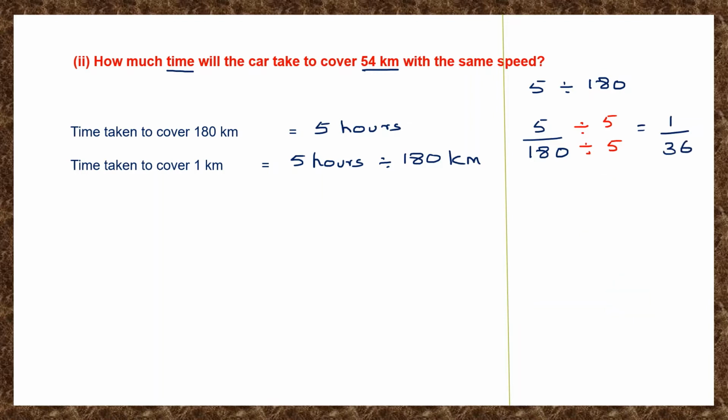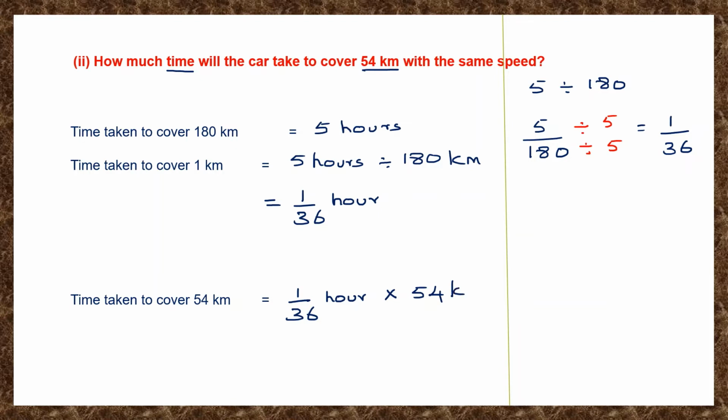So that is the time taken to cover 1 kilometer. That is 1/36 of an hour. This is the time taken for 1 kilometer. Now we have to find the time taken to cover 54 kilometers. That will be the time taken to cover 1 kilometer, which is 1/36 of an hour, multiplied by 54 kilometers.